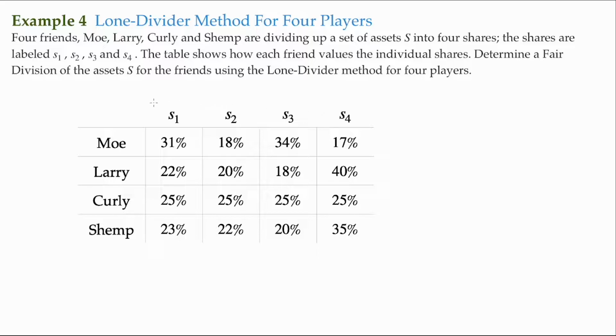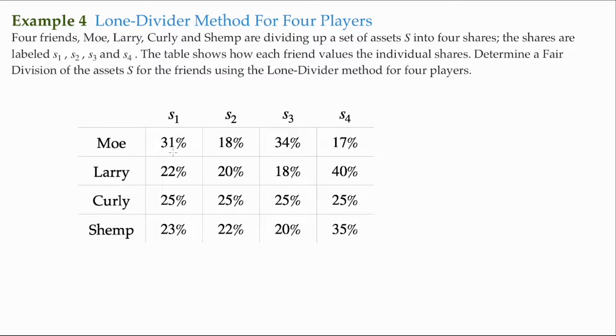So again, we have the table here that shows how each player values the shares. Again, we could see Curly is the divider. We can tell because he values each share equally. There are 4 players, so he values each share as 1 over 4, 1 over n, or 25%. So as we go through here, we look for each player what they value as a fair share. Again, they're looking for at least 25%.